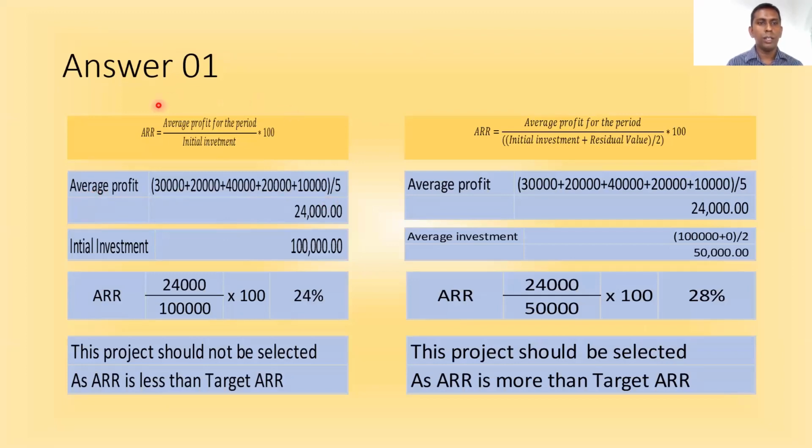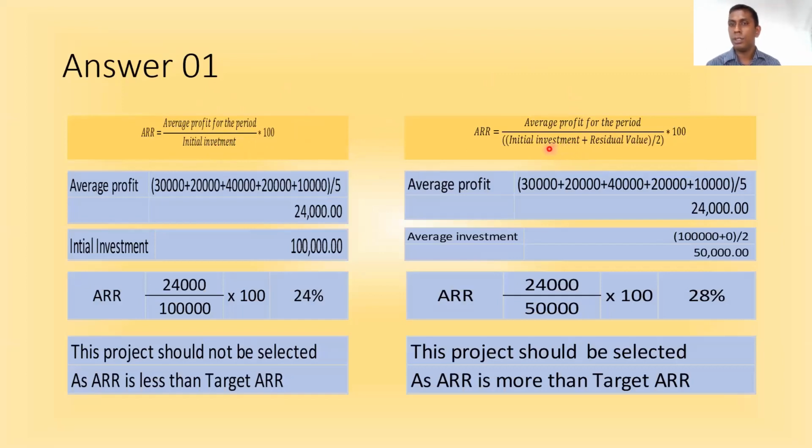Before that, look at the formula based on the initial investment. So we can calculate ARR like this: the average of profits for the periods divided by initial investments, into 100. This one is also the same: the average profit is above the line, the same thing. Average profits here, also average profits. But here, instead of initial investments, we need to take average investments.